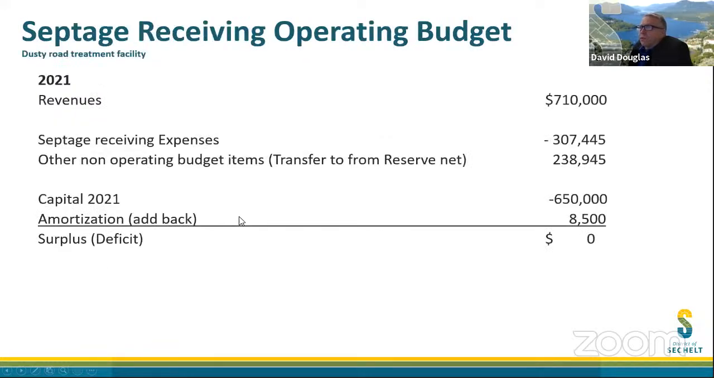The next slide is septage receiving, and these are the estimated revenues and expenses for that area. As you can see, there's no surplus and no deficit intended. What we do is take the difference between the revenues and expenses and move it into a reserve to cover some of the bigger items that need to be done up at the septage receiving area, like digging out the solids or dewatering the solids and then disposing of them.